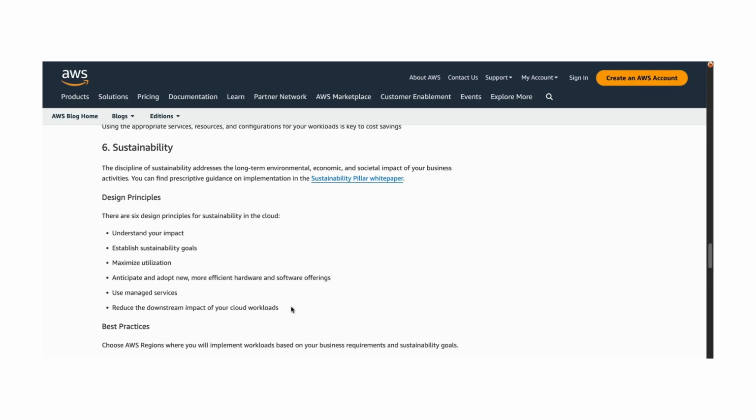And last but not least, reduce the downstream impact of your cloud workloads. We could implement lifecycle management policies with Amazon S3 to move data to lower cost, more energy efficient storage tiers and delete obsolete data. So this comprehensive approach ensures that your cloud architecture is well-rounded, balancing operational efficiency, security, reliability, performance, and sustainability. So all of these 6 pillars.